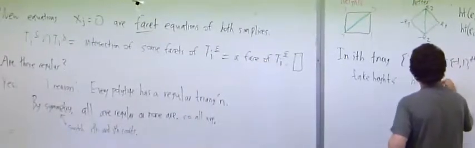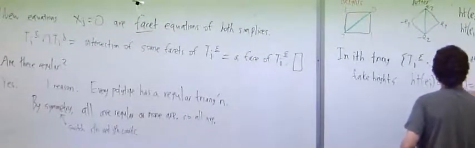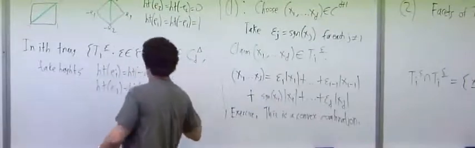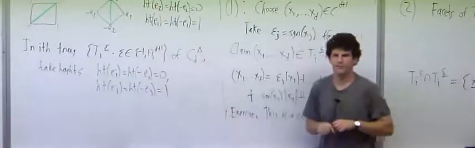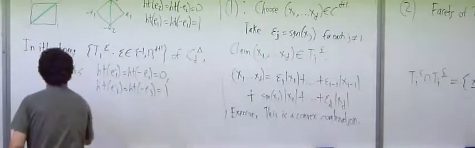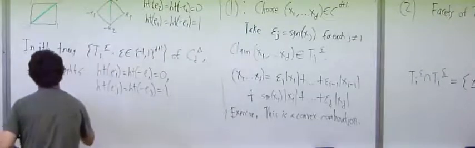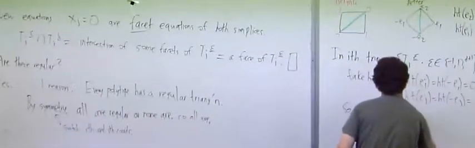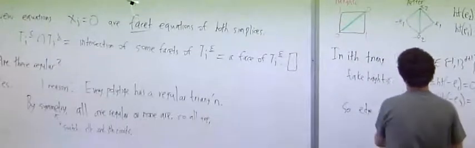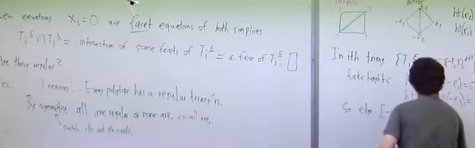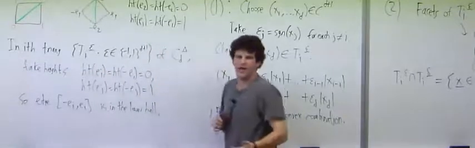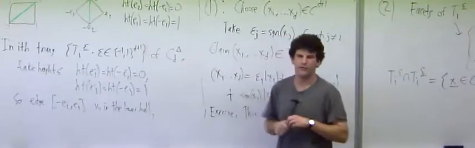take heights: height of Ei equals height of minus Ei equals 0, and heights of all the other vertices to be 1. So the idea is the same. This diagonal, or rather this edge, from minus Ei to Ei is going to appear. It's in the lower hull. And so we're going to see exactly the simplices that have this as an edge. And those are just the ones I want.